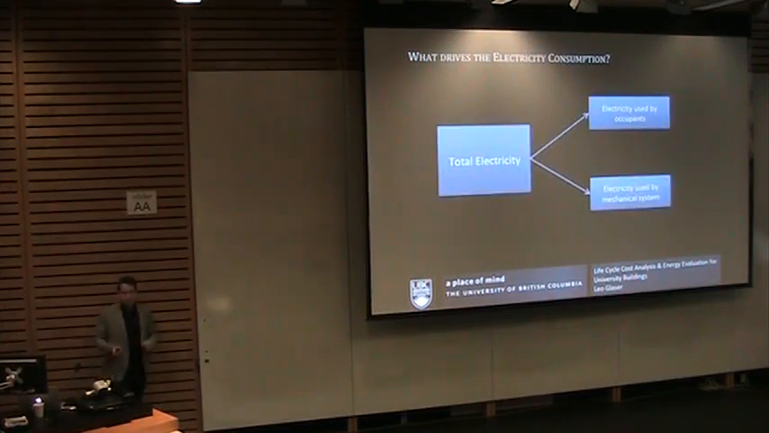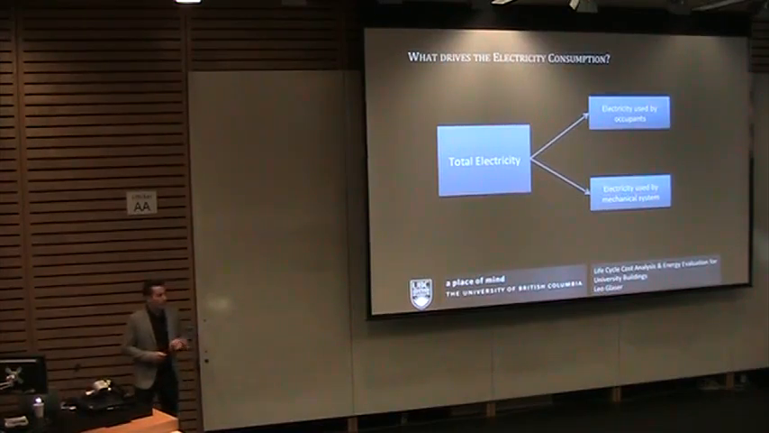Especially looking into the occupancy in more detail will allow us to say what drives the electricity. Where is it being used? Is it the mechanical system? Or how much are occupants using? What's the portion of it? And what is it for classroom buildings? What is it for lab buildings? And what is it for office buildings?